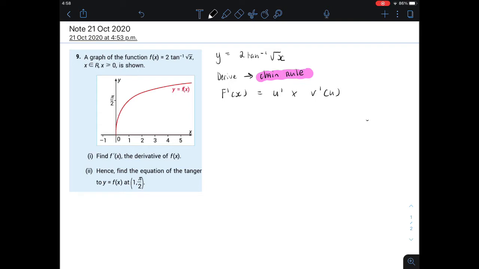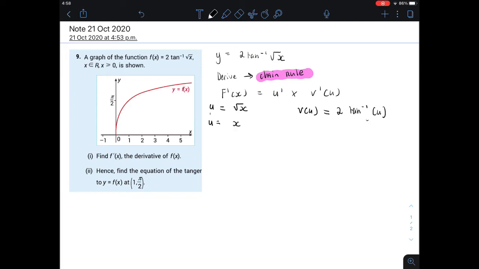So this chain rule states that f prime x is equal to u prime multiplied by v prime u. Okay, so let's just label u and v. So u is our inner function, that's root x, and v is everything else, 2 inverse tan, and written in terms of u, so that's 2 inverse tan u. From here, we derive u and v.